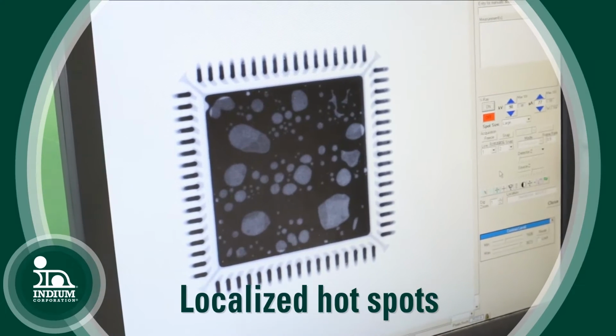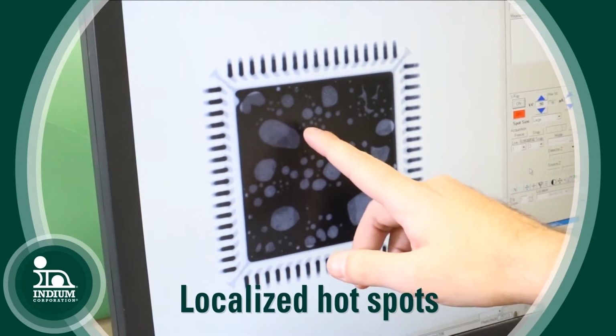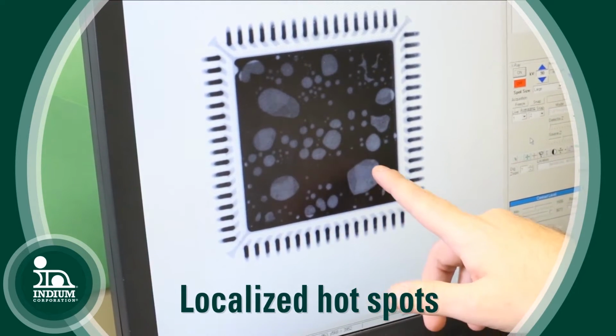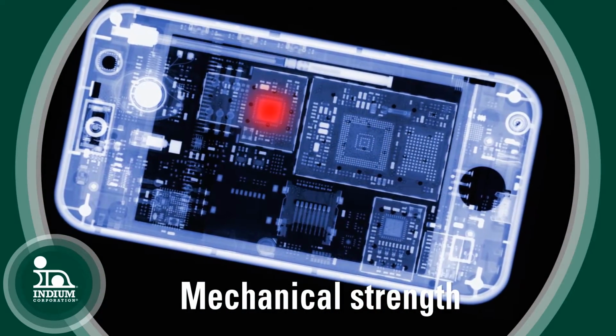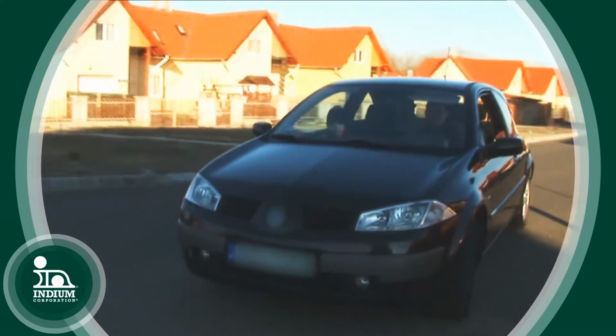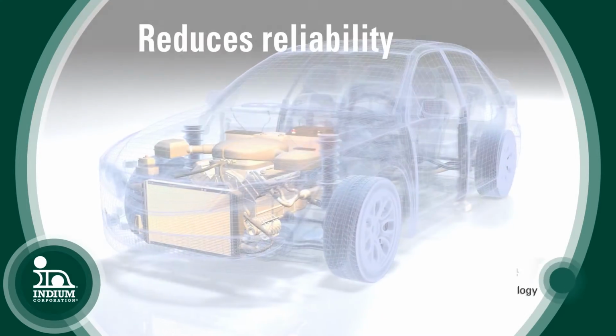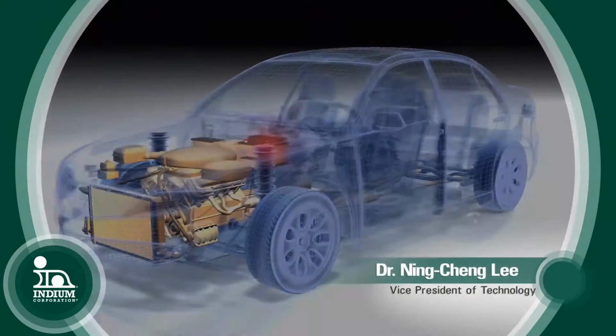Dr. Lee, what are some of the problems that voids cause in the solder joint? Well, a void actually causes a lower conductivity in the solder joint. That causes a local hot spot within the solder joint, which in turn directly causes a reliability drop. Not to mention, mechanically, a void also reduces mechanical strength. So those are the major reasons why voids cause problems.